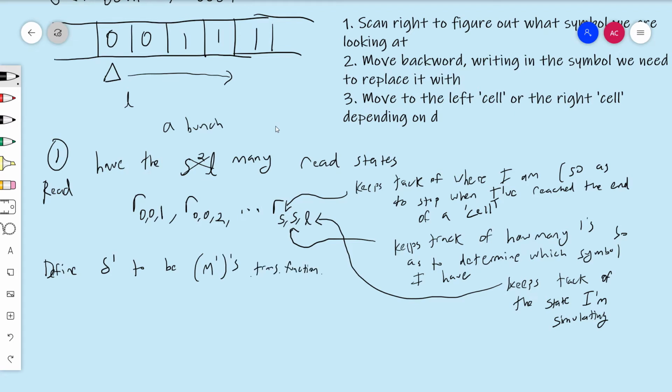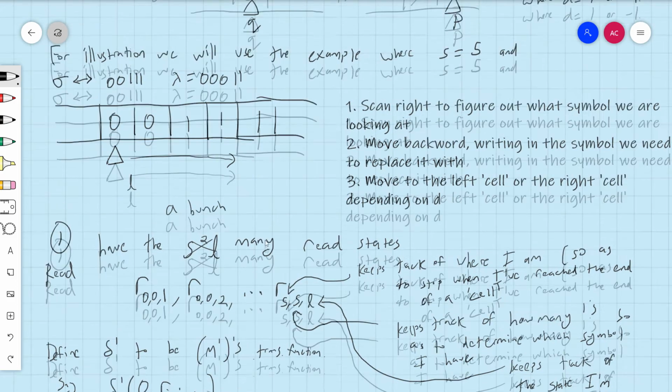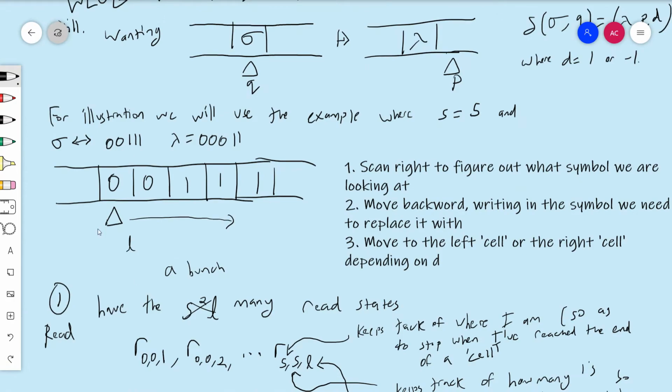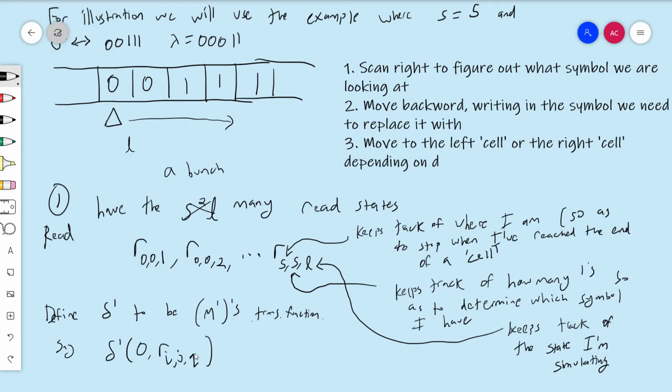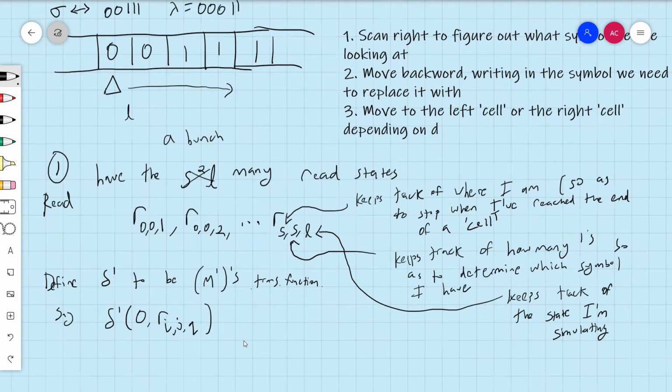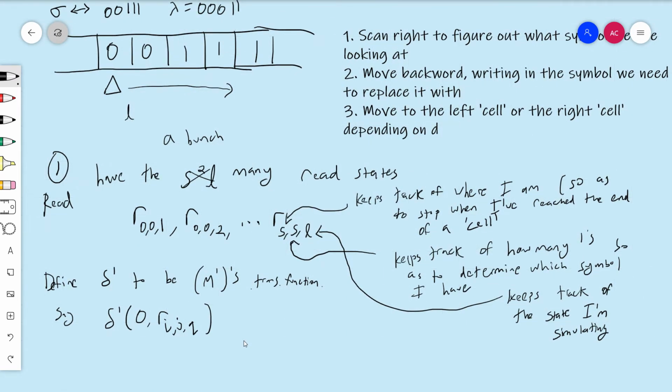So I'm going to say that delta prime of 0, let's suppose I'm looking at a 0, and I'm in the right state I, J, Q. So I'm going to be in state Q, right? The idea is that I'm in state Q, and so I'm just going to keep the Q here. The Q is not going to change during the read phase, but I need to keep track of it. So I'm looking at a 0, I'm in state IJQ. What I'm going to do is it's the read phase, right? So I should probably leave the symbol alone.